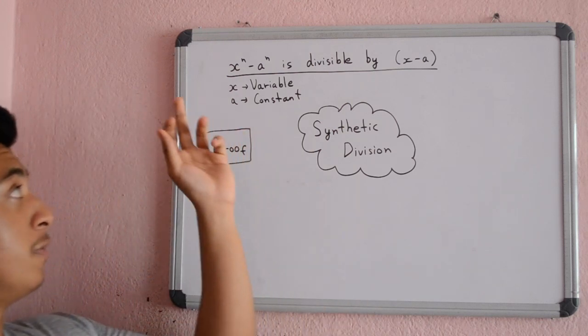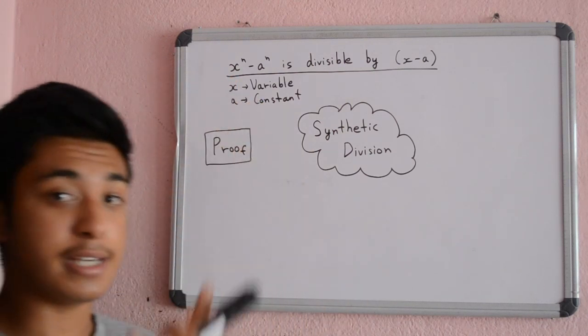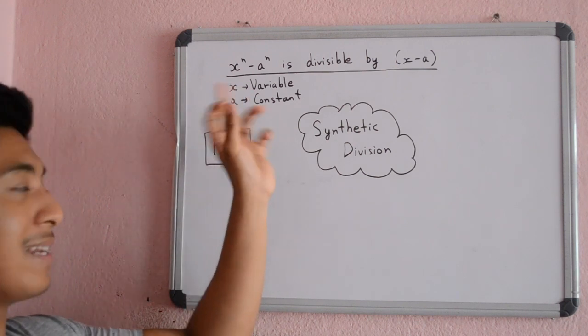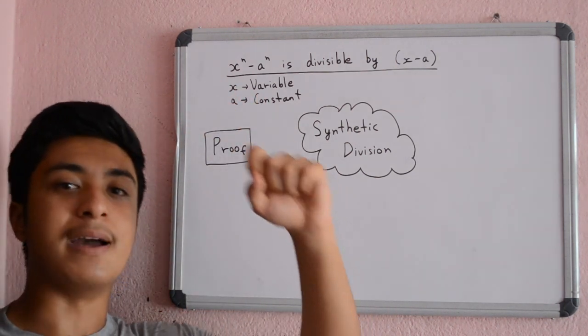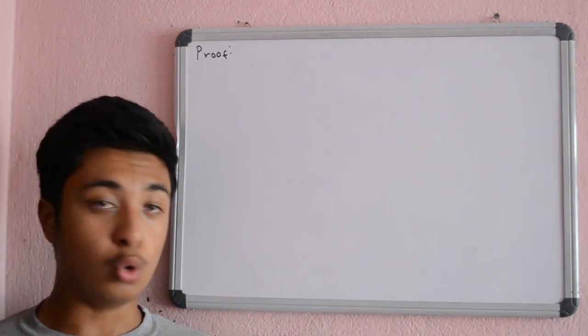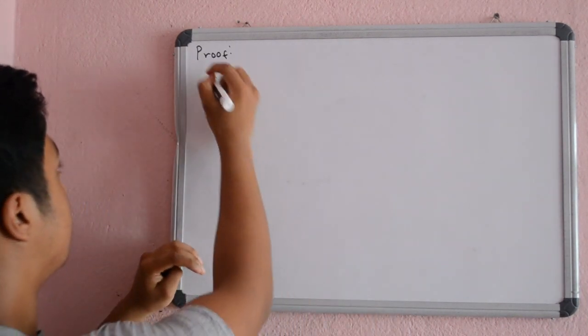Hello guys, let's prove that x to the power n minus a to the power n is divisible by x minus a, where x is a variable and a is a constant. Now let's do this proof by using synthetic division. So let's first write the first statement of the proof.